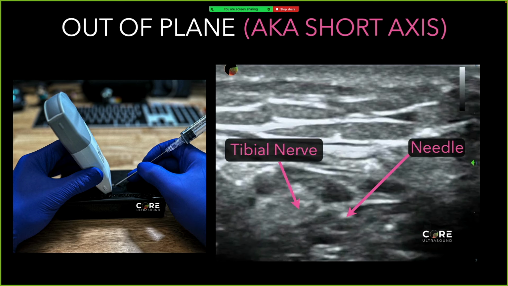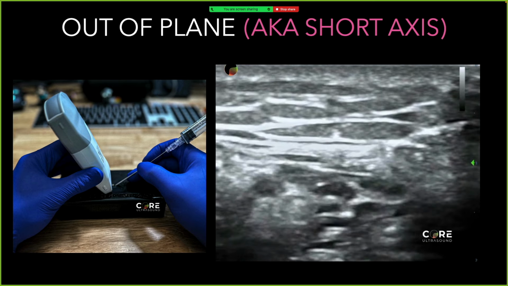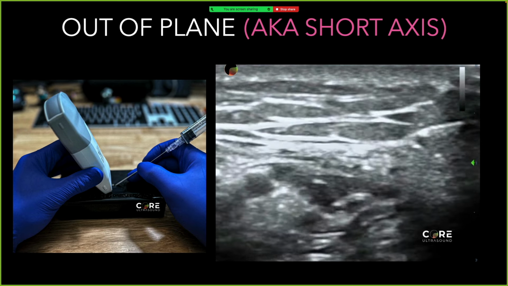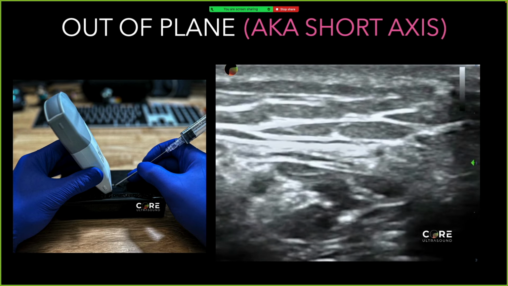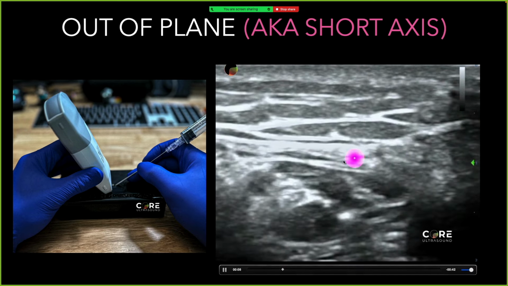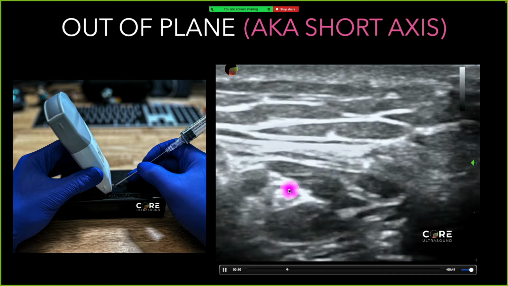Now this is tibial nerve, which sometimes we call the posterior tibial nerve, but anesthesiologists make fun of us and laugh when we do that because they just say, it's just a tibial nerve, don't worry about it. But here's a tibial nerve right here. We're doing it in the short axis. You can see here, I can see that needle tip, and I can see that hydrodissection from that hyperechoic needle tip surrounding that tibial nerve right there.